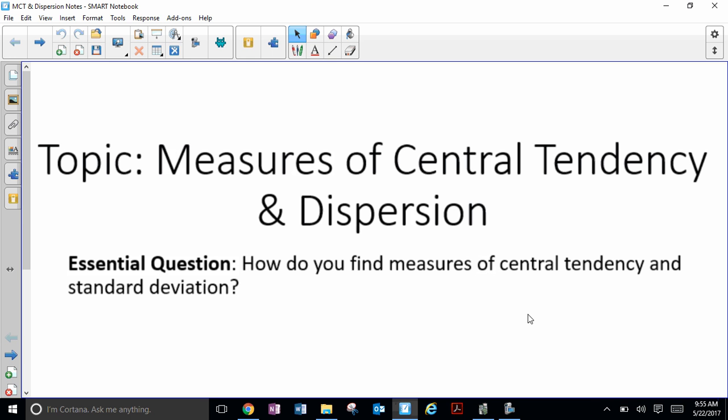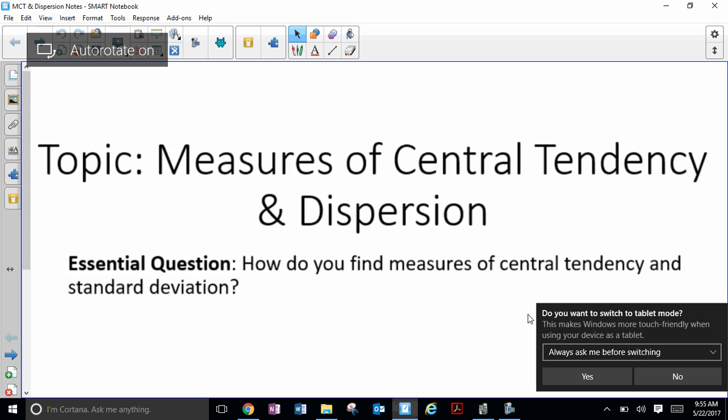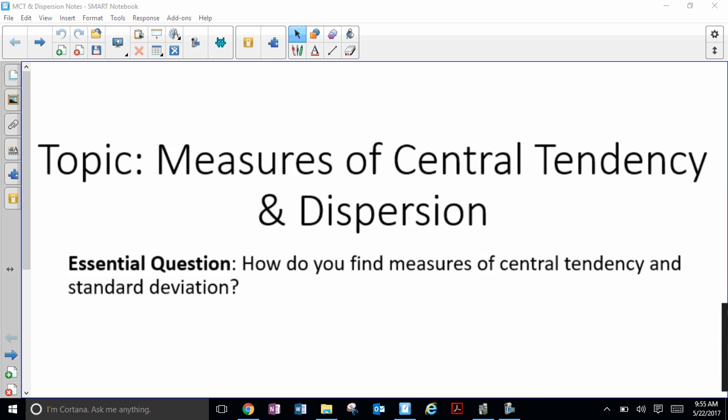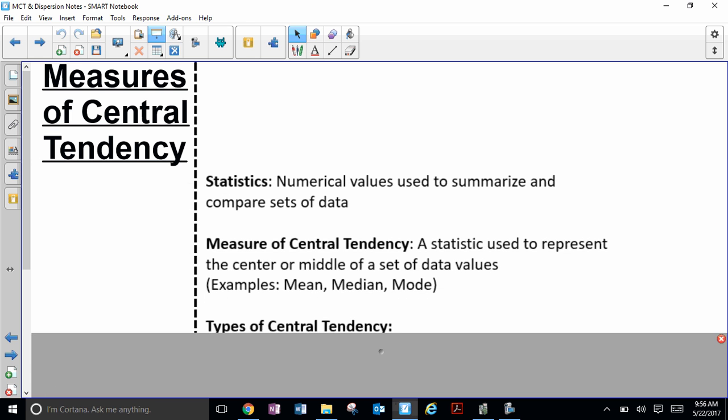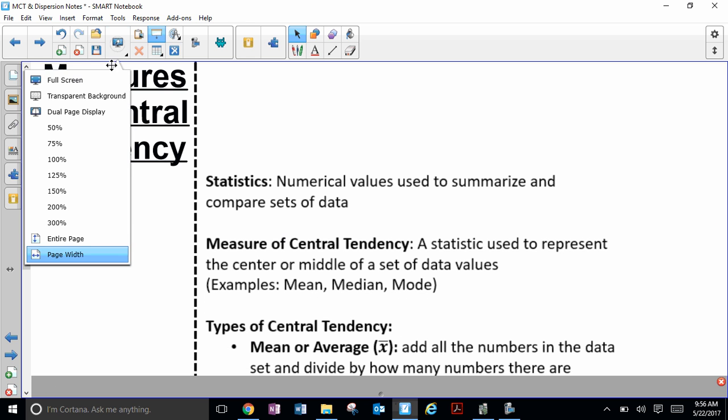Okay, so these are the notes for measures of central tendency and dispersion. How do you find measures of central tendency and standard deviation? Make sure you write that essential question down. All right, so first main idea is measures of central tendency. We've gone through some of this stuff when we were reviewing for the EOC, but this will be on your final as well.